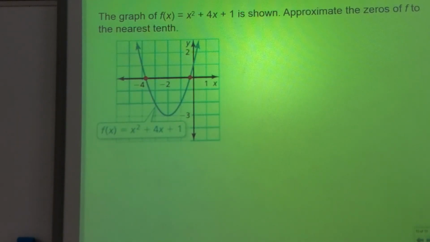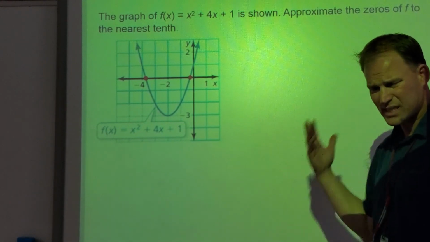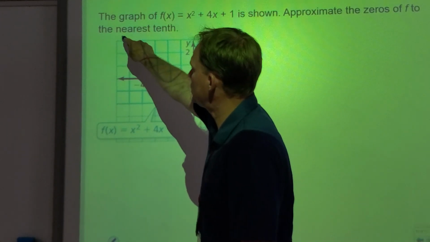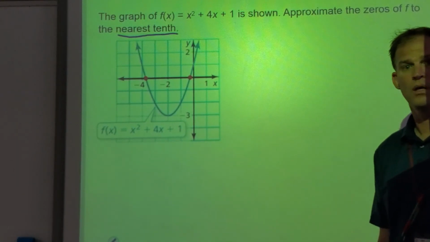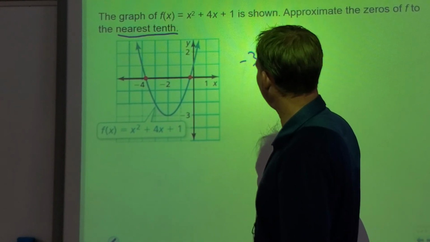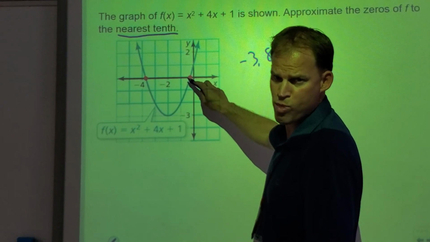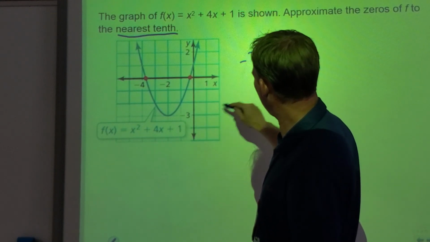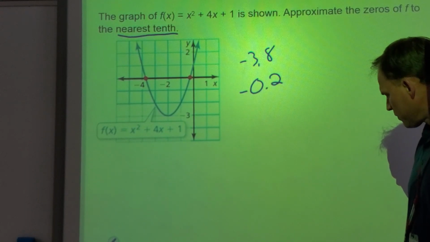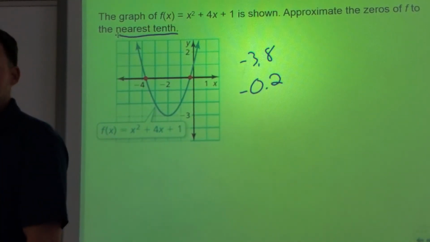All right. And then lastly, it won't always hit at whole number locations. So you need to be able to estimate. So it says here, I want you to tell me the nearest tenth where the zeros are. So I look here, I would say this is negative 3.8. Where do you think this one is? Yeah, so here's 0, here's 1. I'm going negative 0.2. I don't know. So estimate to the nearest tenth. A couple of those on your homework. All right, that's it. That's using the graph.